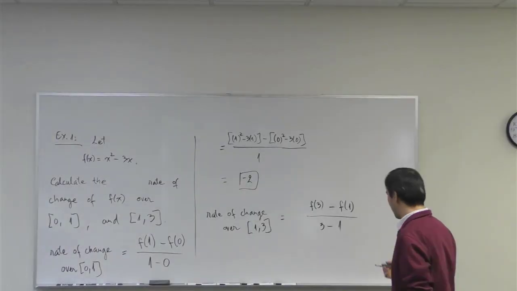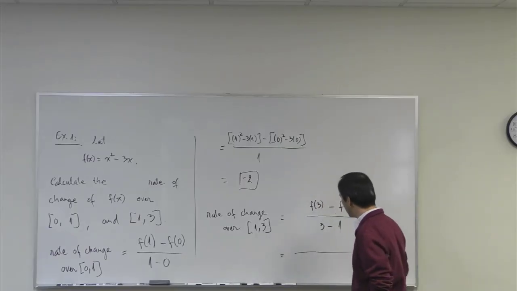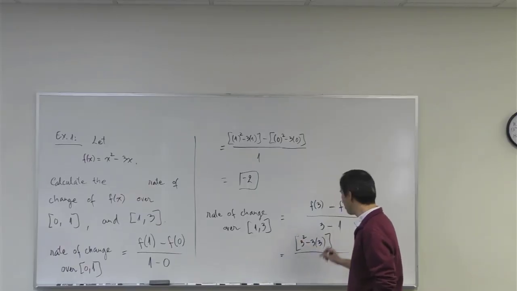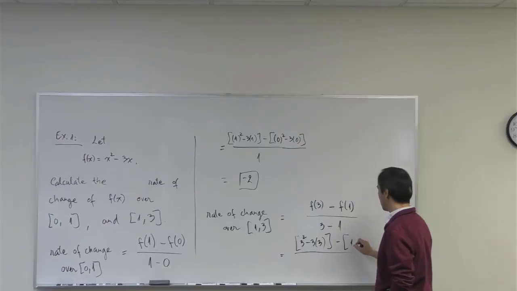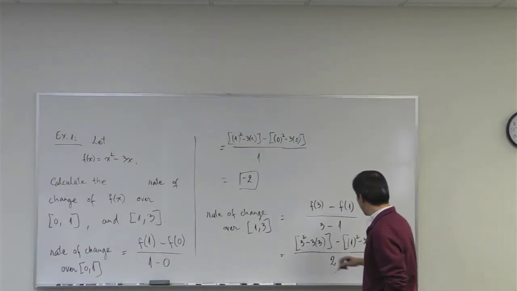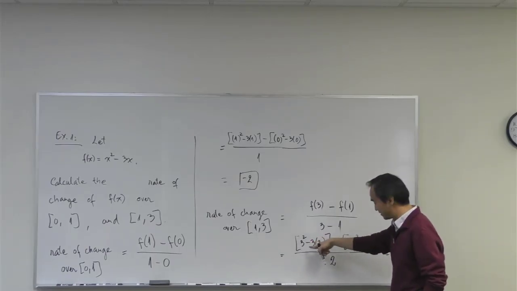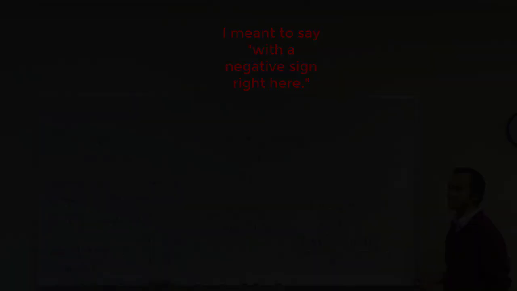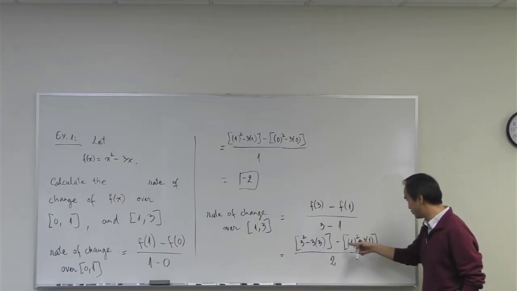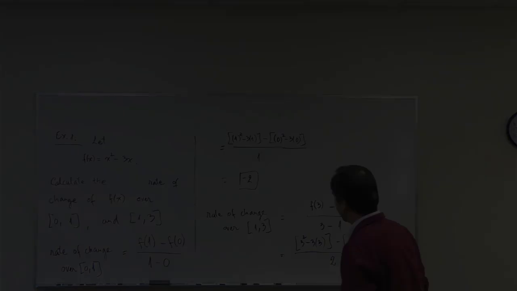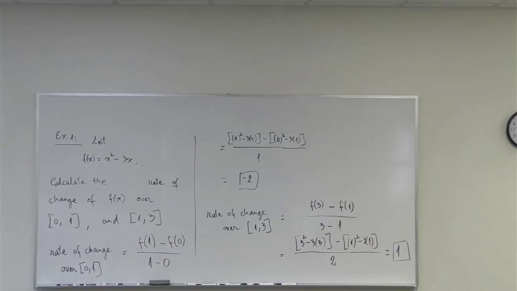Now this one takes us into some more calculation. We need 3 squared minus 3 times 3, in parentheses, and we're subtracting 1 squared minus 3 times 1, and we divide that by 2. So that gives me 9 minus 9, which is 0, minus negative 2. It's a negative 2 altogether here, but divided by 2, so it's going to make it a positive 1.